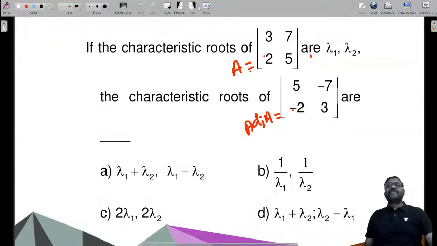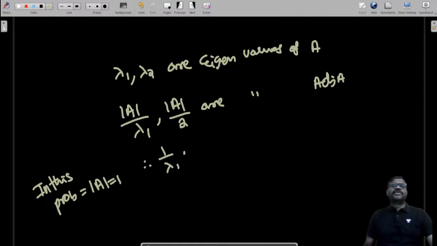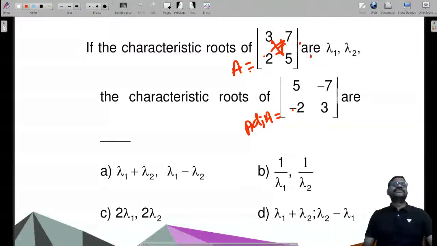In our problem, lambda 1, lambda 2 are eigenvalues of the given matrix. Now we have to calculate the eigenvalues of adjoint A. So first I have to calculate det A. What is det A? 15. What is det A? AD minus BC. 15 minus 14. Det A is 1. In this problem, det A equals 1. Therefore, 1 by lambda 1, 1 by lambda 2 are eigenvalues of adjoint A. So the correct answer is 1 by lambda 1, 1 by lambda 2. Understood?